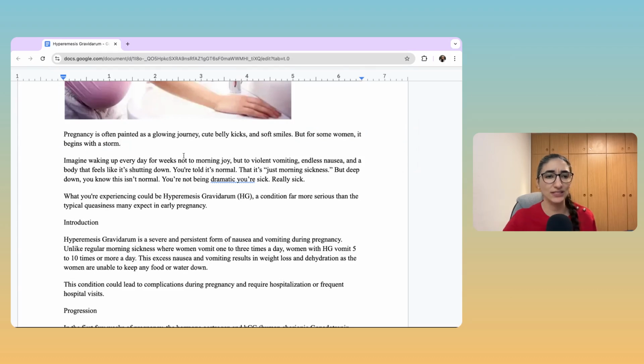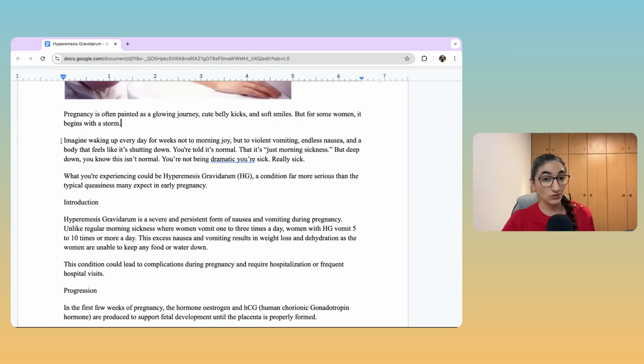Then the next part is very visual, which I like. It says, "Imagine waking up every day for weeks, not to morning joy, but to violent vomiting, endless nausea, and a body that feels like it's shutting down. You're told it's normal, that it's just morning sickness, but deep down, you know this isn't normal. You're not being dramatic. You're sick, really sick." Like I said, this is quite visual, and it's trying to connect with the reader and the emotional feelings that they're going through.